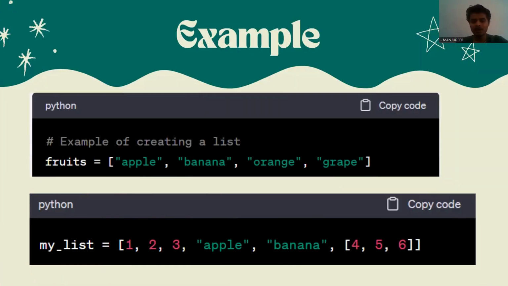This is usually called a nested list. Now here we can see there's a list present within the list. This is known as a nested list, which we are going to discuss in this presentation as we go further.